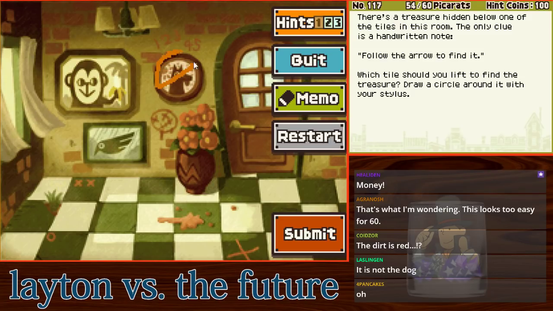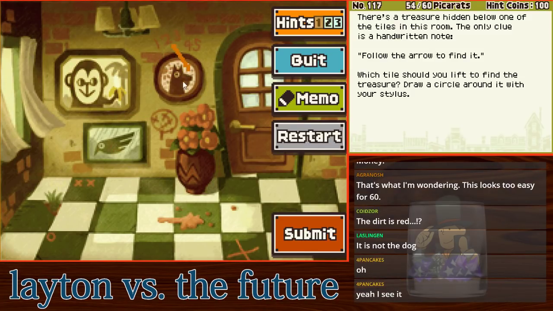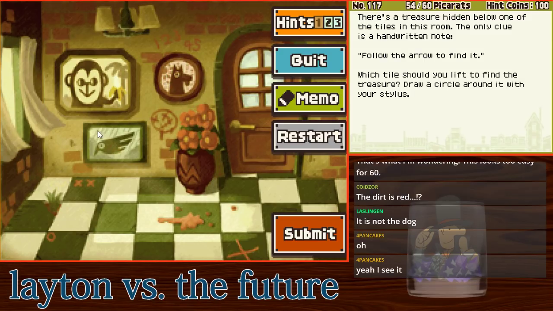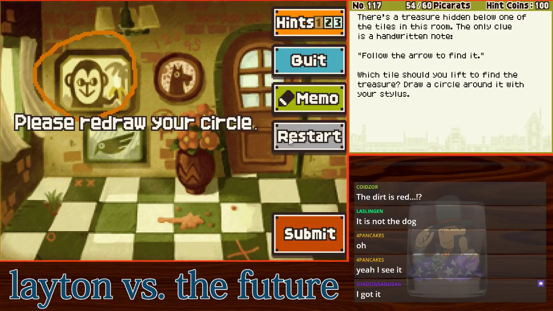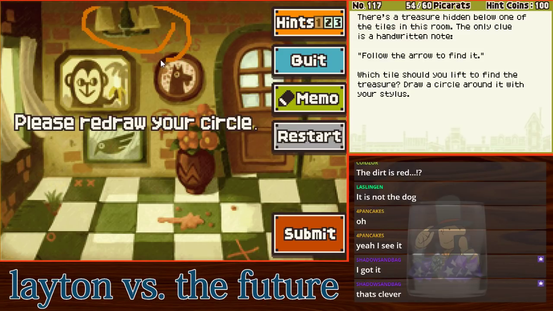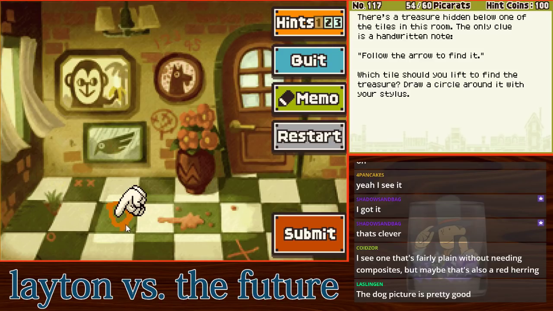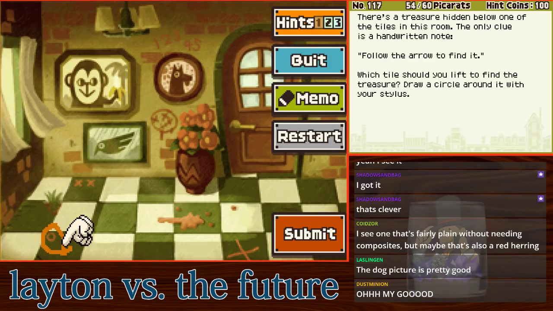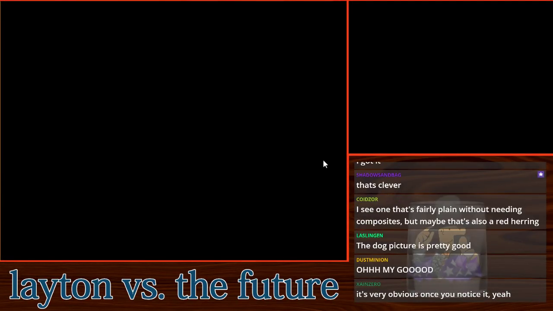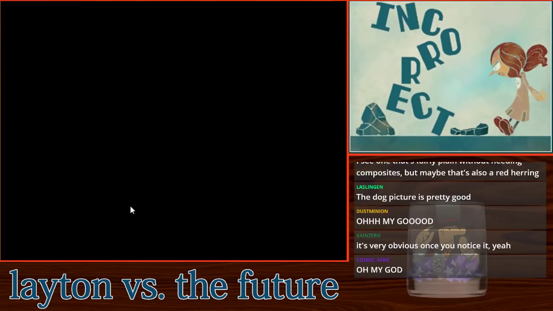There is a dog, actually. Is it the dog? That looks like a llama or something to me. It's not the dog. Or the monkey. So it can be any of these tiles, really. Whoop! I'm sorry, I didn't mean to hit that. My bad.